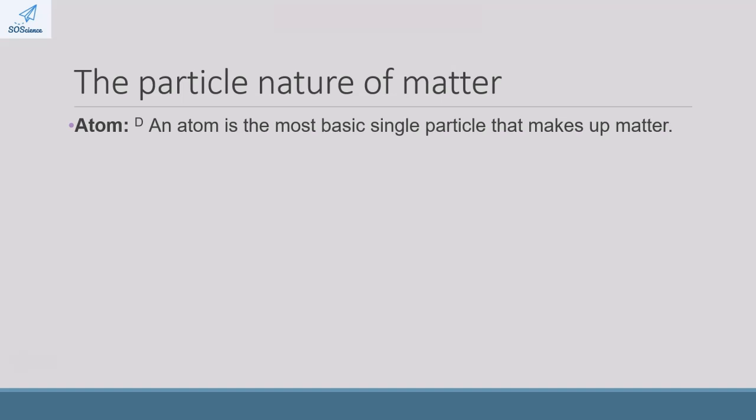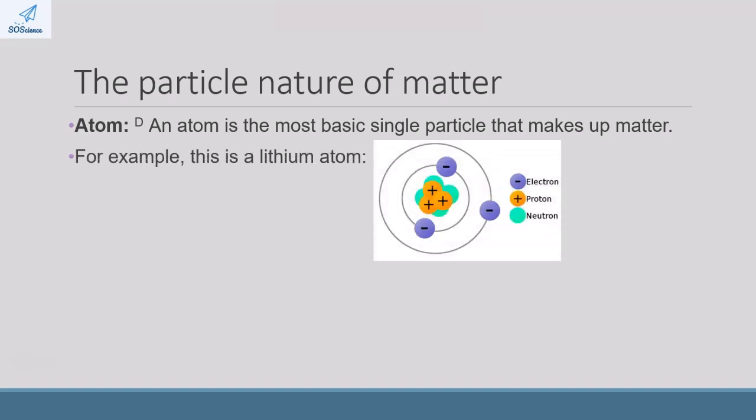So what is an atom? An atom is the most basic single particle that makes up matter. So, for example, here we have a lithium atom, and a lithium atom is made up of 3 protons, 3 electrons, and then those green things are the neutrons that live in the nucleus with the protons. So this would be an example of a lithium atom.